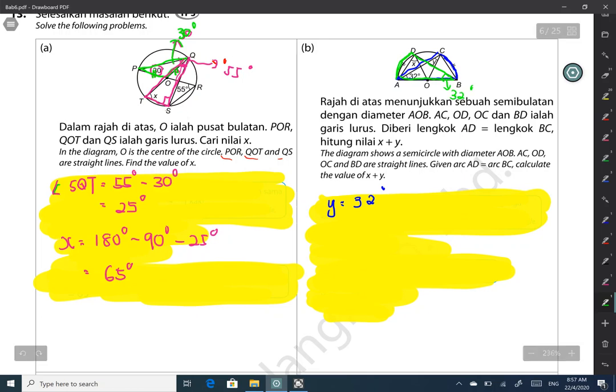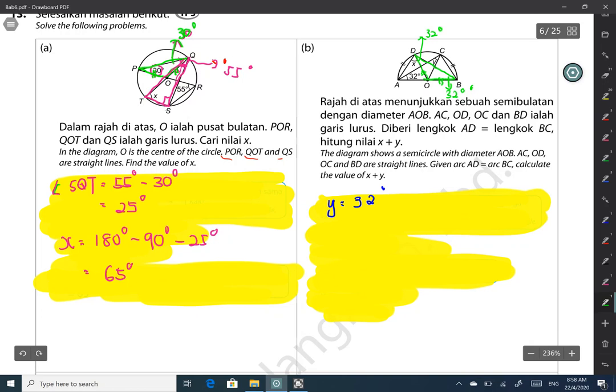这个也是32. So now, how I get the x? Okay, I know this one is 32 already. Okay, this one is 32. How I get the x? This one is same radius. This one is same radius. Isosceles triangle. So this one also 32.